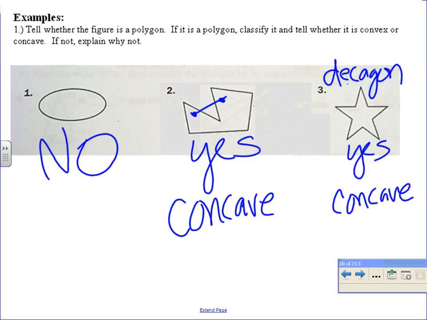How many sides does number 2 have? So what kind of polygon is it? Jordan. Good. It's a hexagon. And yes, it is not regular. Correct. They're all different sizes. So very good. Camille.